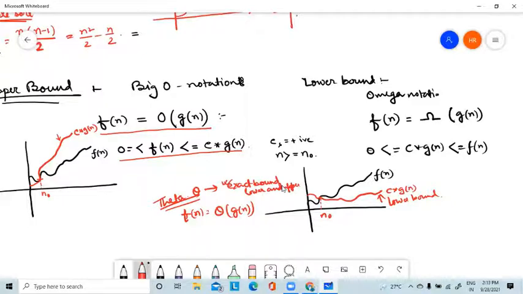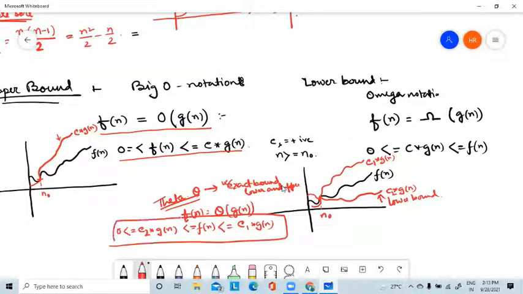So your graph will be like this. There will be two graphs, one like this and another like this. This is C1 into g(n), and this one is C2 into g(n). So your equation will be like this: 0 is less than or equal to C2 into g(n), which is less than or equal to f(n), which is less than or equal to C1 into g(n).